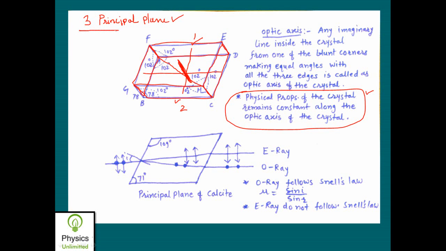So in total there are 3 principal planes that can be constructed in case of calcite. Options like 3, 4, 6, 2, 1, any of these can be there. So in case of calcite there are only 3 principal planes. Is it clear? Yes, sir.